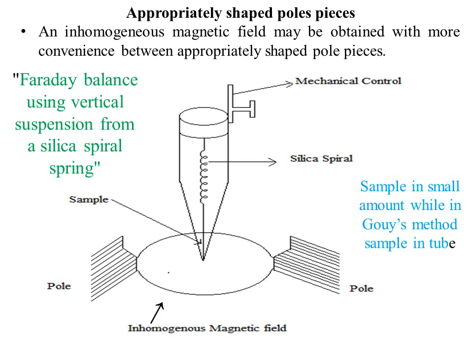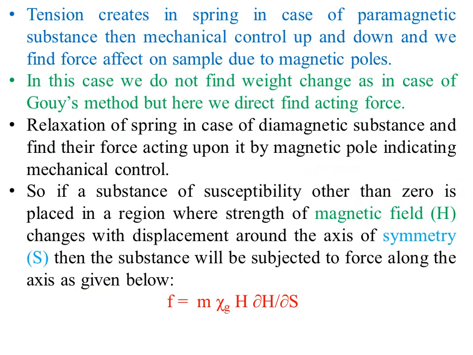So in this diagram again you can see the poles of the magnet are not facing each other, rather they are placed at an inclined angle to each other. This is actually the difference between Gouy's and Faraday's method, because in Gouy's method a homogeneous magnetic field is produced, but in Faraday's method, an inhomogeneous magnetic field is produced. Tension is created in the spring in the case of paramagnetic substances, then with the mechanical control moving up and down, we can find the force acting on the sample due to the magnetic poles.